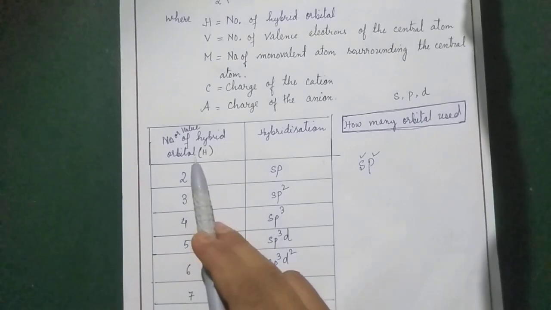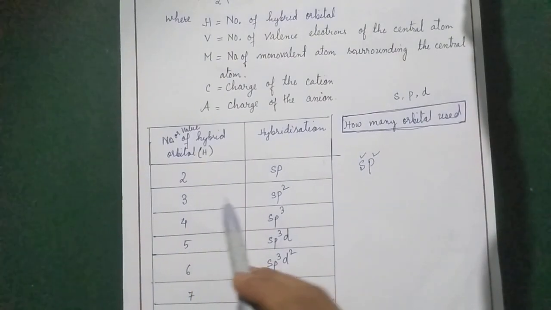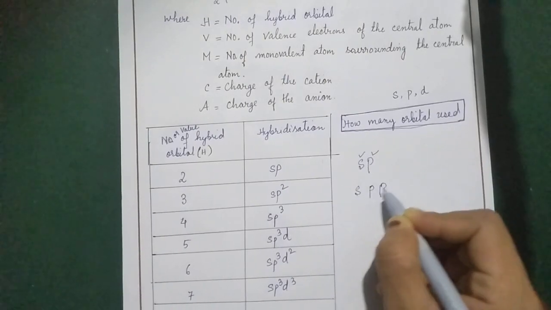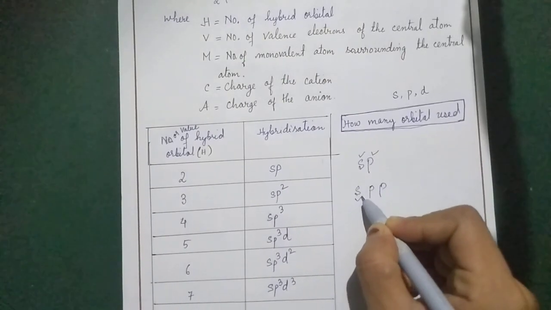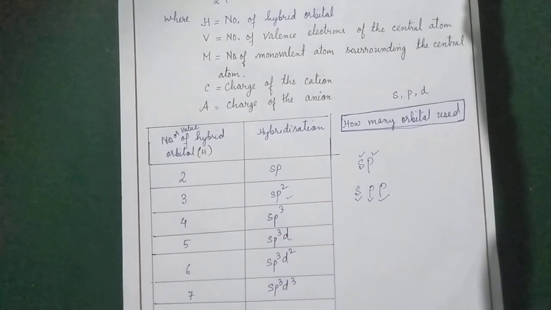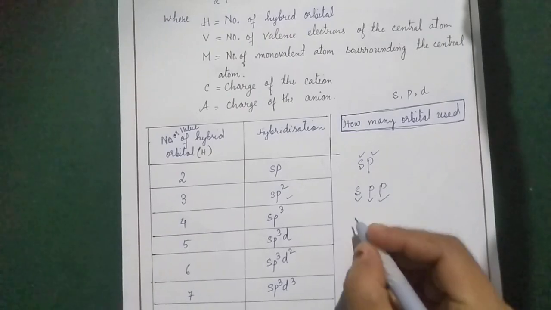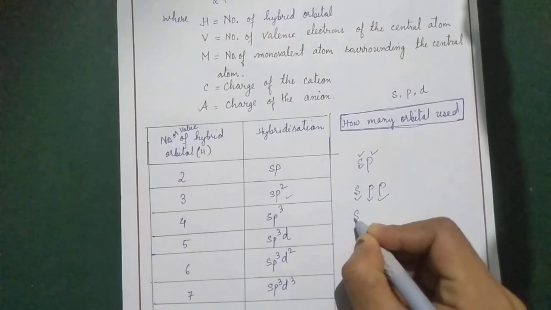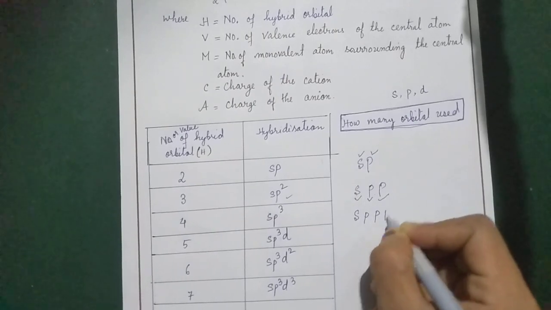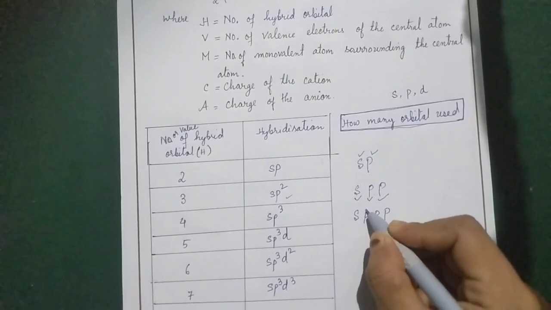So when H is equal to 3, that means 3 orbitals: an s orbital, another p, another p. So how many orbitals now? 1, 2, 3. So sp2. In this way, when it is 4, how many orbitals should it be? It should be 4 orbitals. So how many p orbitals do we have? We have 3 p orbitals.